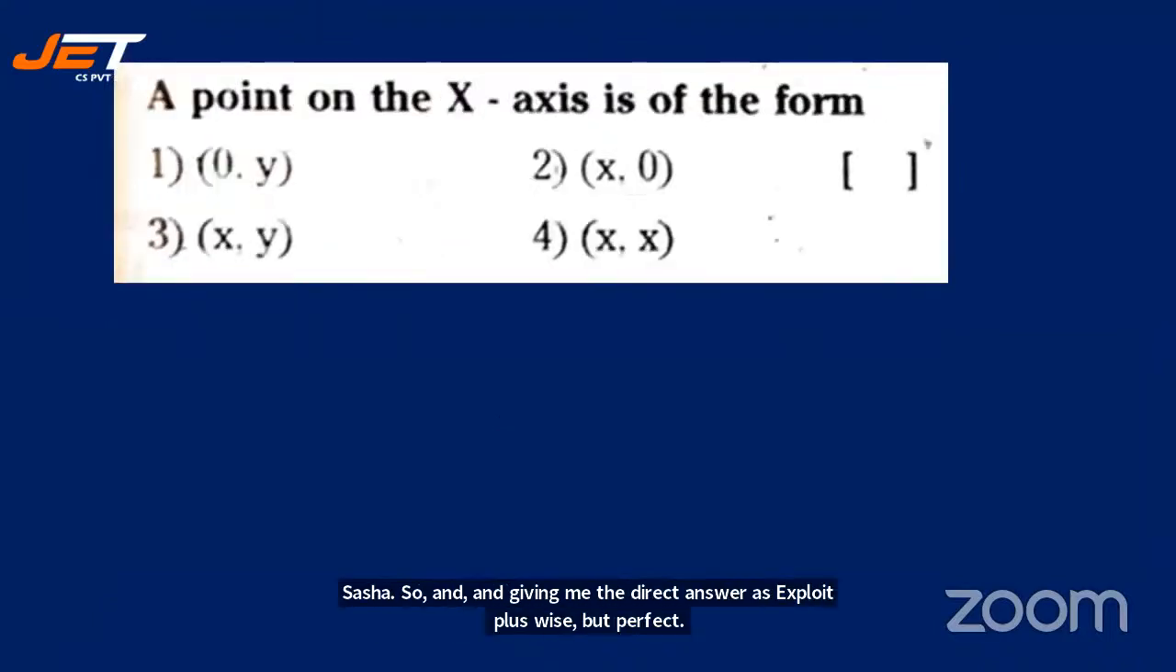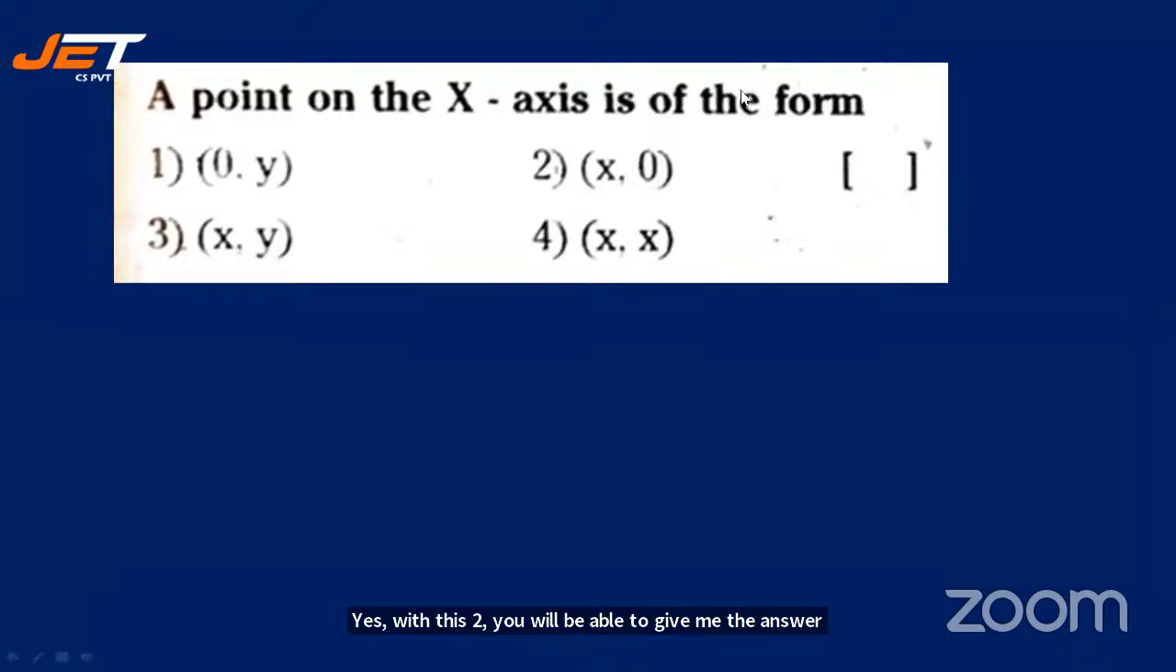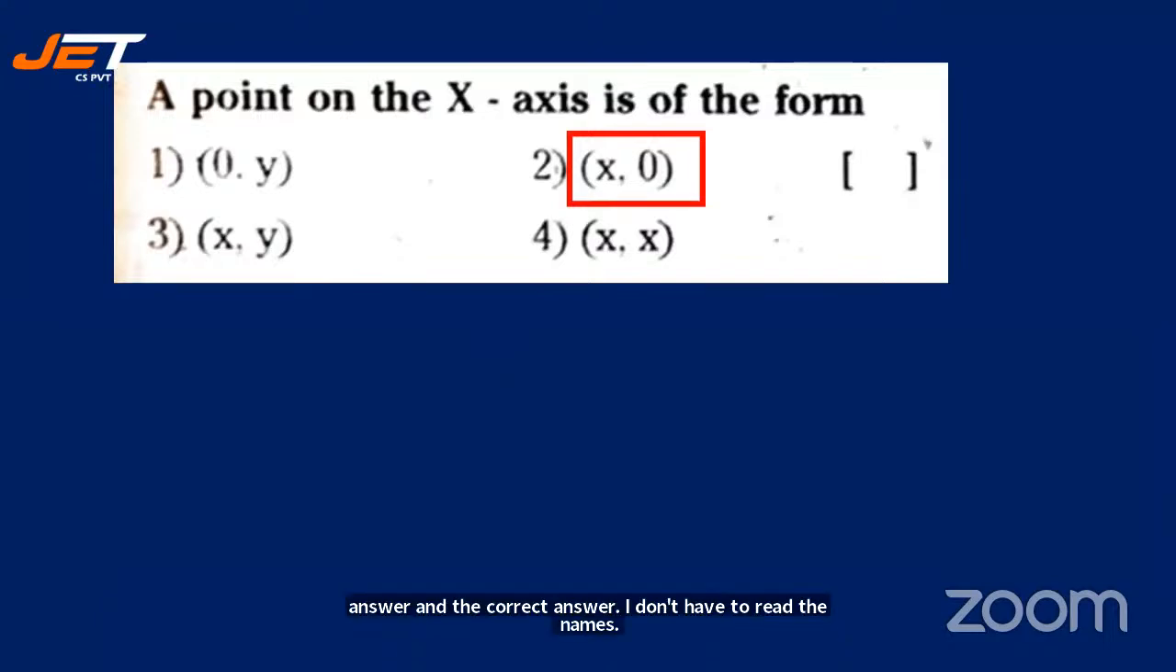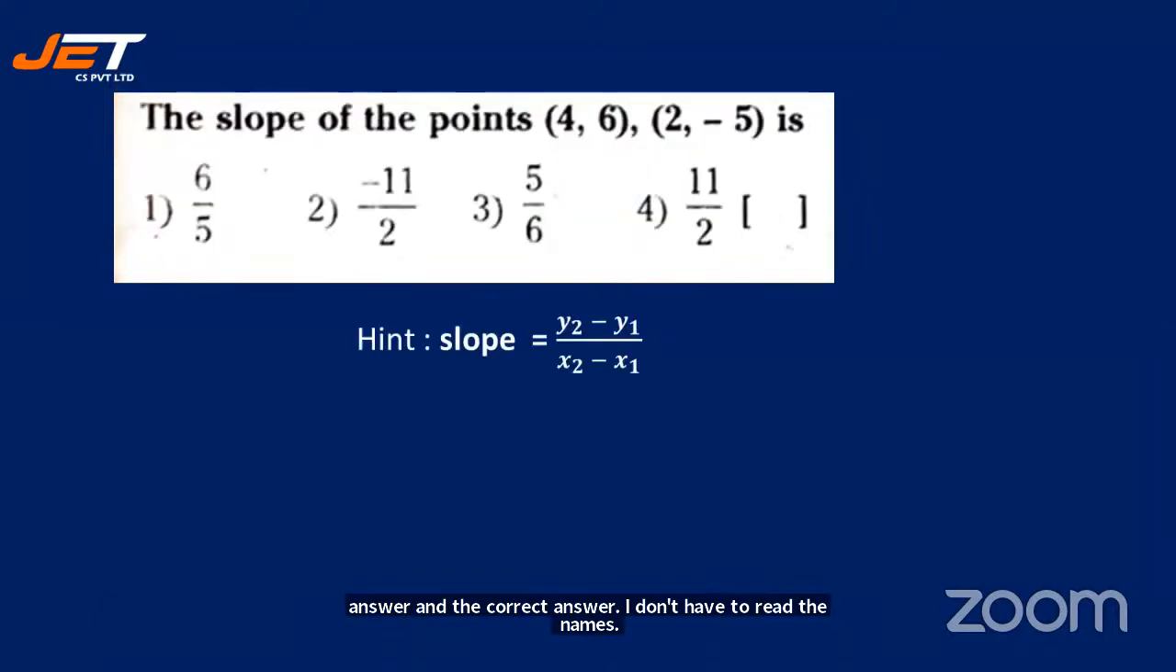A point on the x-axis is of the form dash. So what did I say? A point on the x-axis means y must be equal to 0, isn't it? Yes, with this clue, you will be able to give me the answer. Let's see how many are giving me the answer. Almost all are giving me the same answer and the correct answer. Excellent. It is x, 0. Perfect. See the next question.